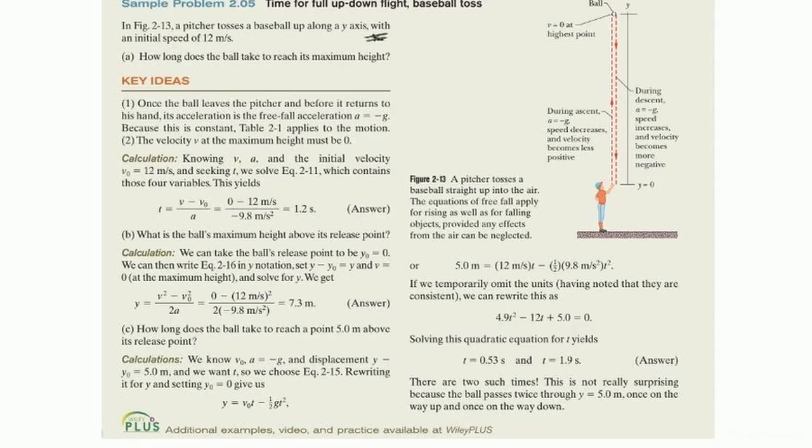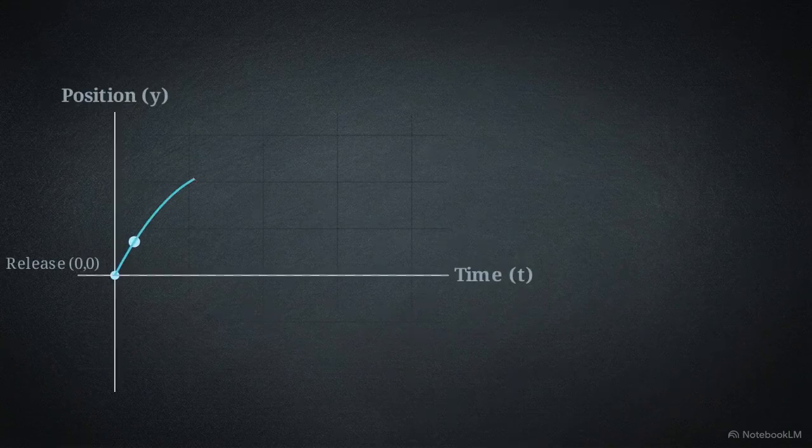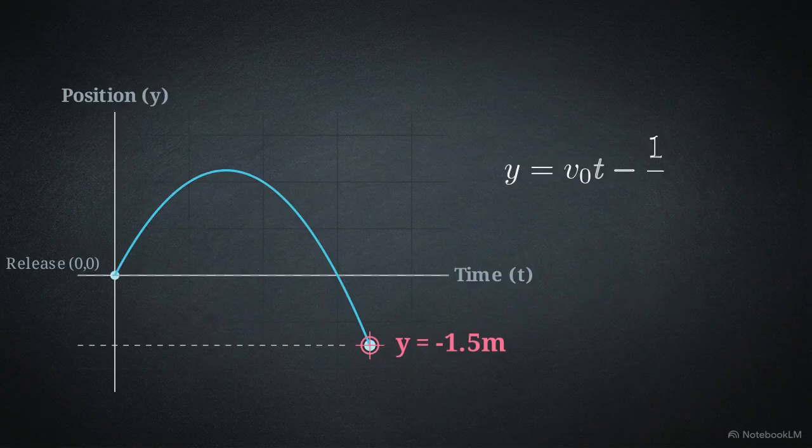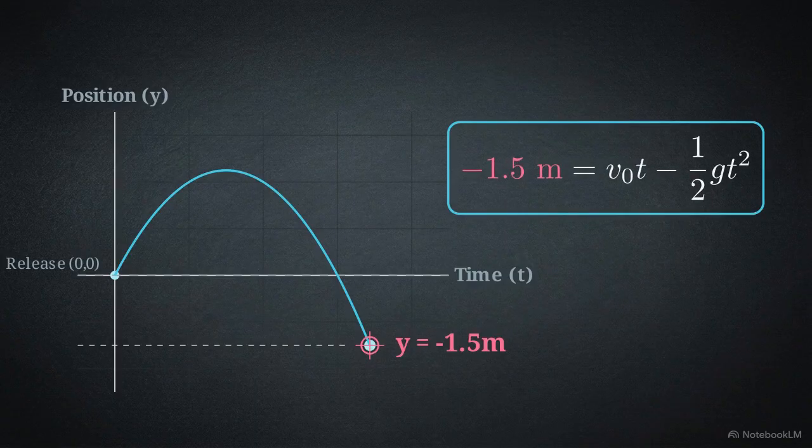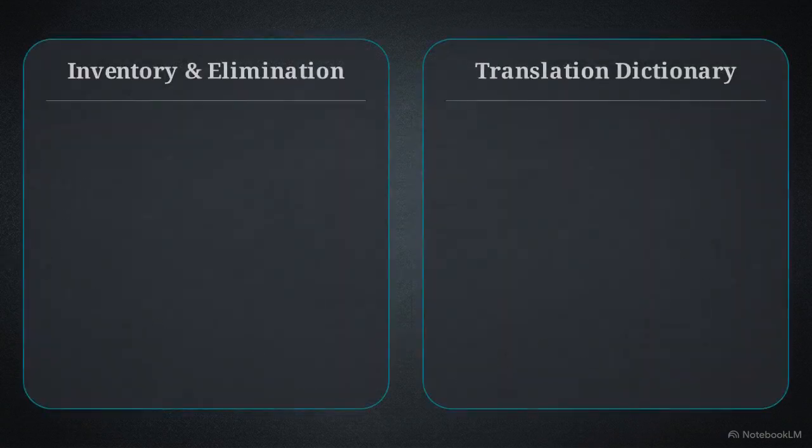But what if the ball is not caught and instead falls past the pitcher to the ground? You don't need to restart the calculation for the downward leg. By setting the final position to a negative value representing the ground, the equation accounts for the entire trajectory in a single step. To solve these problems efficiently, maintain a clear workflow.